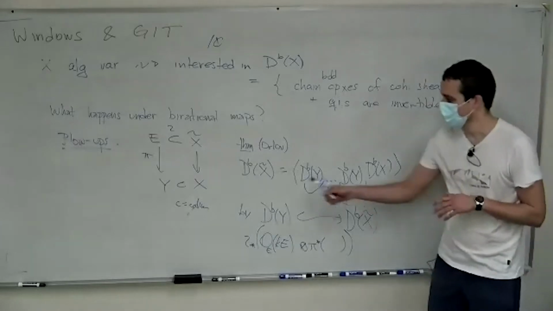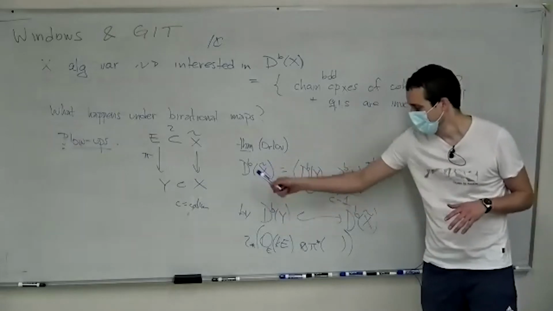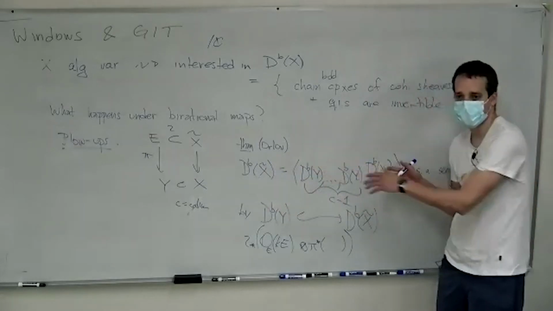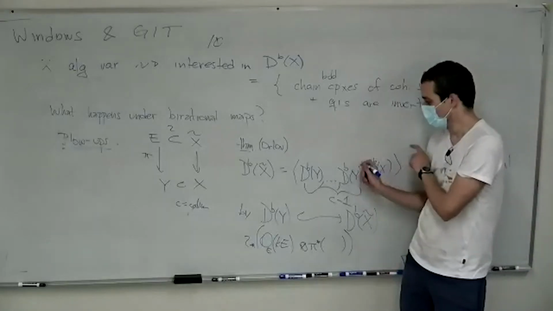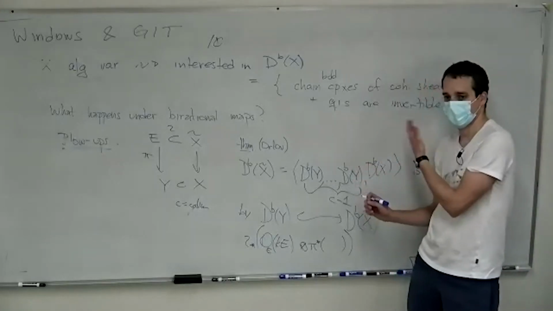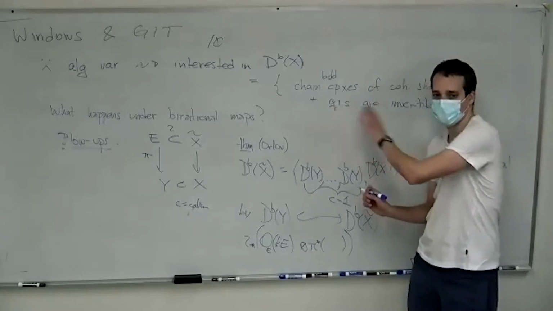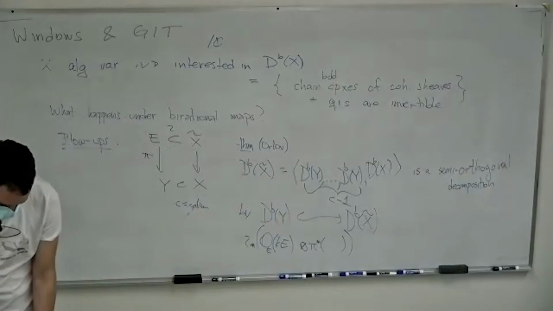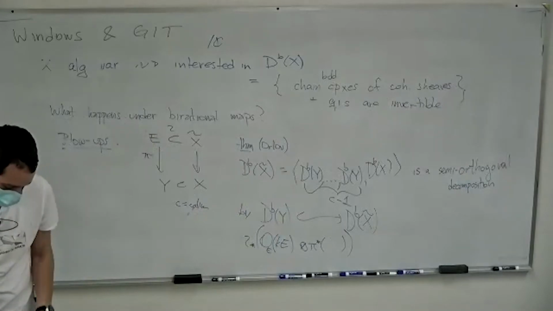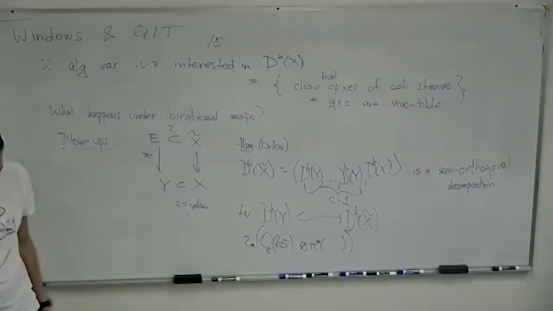Meaning basically that this entire category is generated by all these blocks, and also semi-orthogonal in the sense that there's no map from one block on the right to one block on the left. So that's the easiest birational map that you can think of.